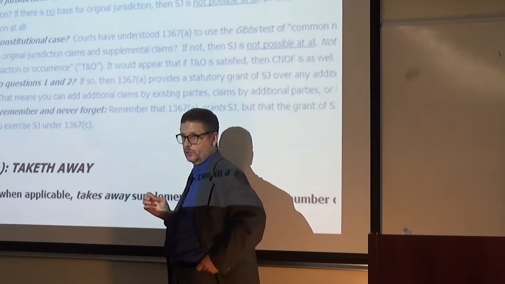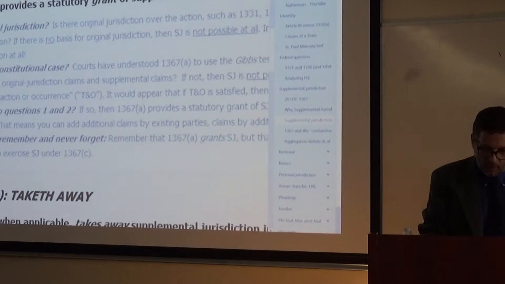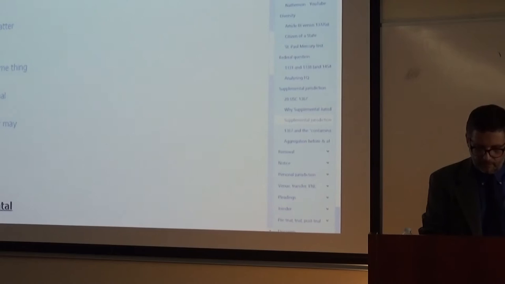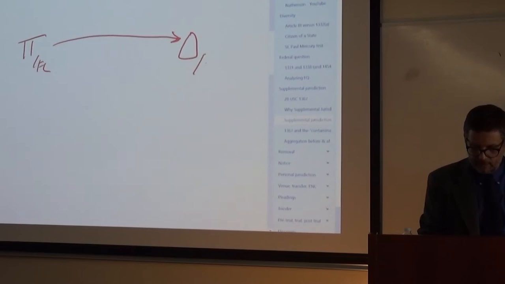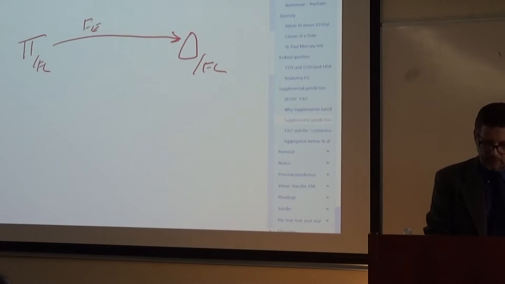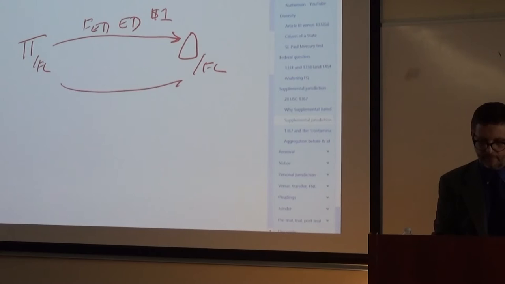So say, for instance, let me see if I can get the pen working because I've been having trouble with it all week. Okay, there we go. Let's make P and D citizens of Florida. And P asserts against D a claim for federal employment discrimination, seeking nominal damages of $1. And say P asserts an additional claim against D for Florida state employment discrimination, also seeking $1.